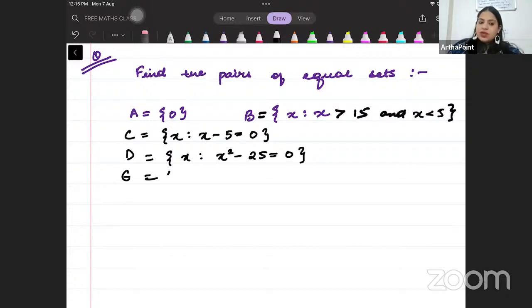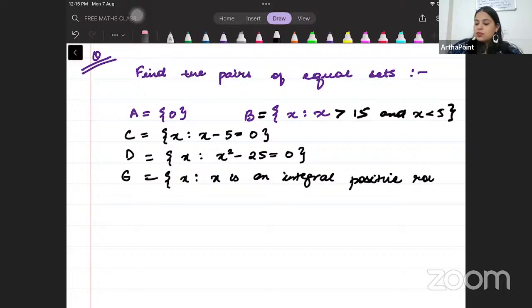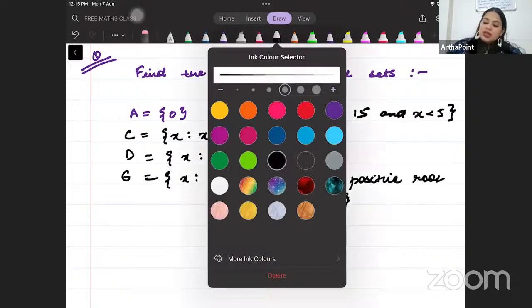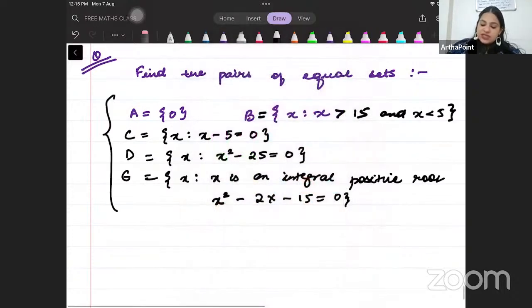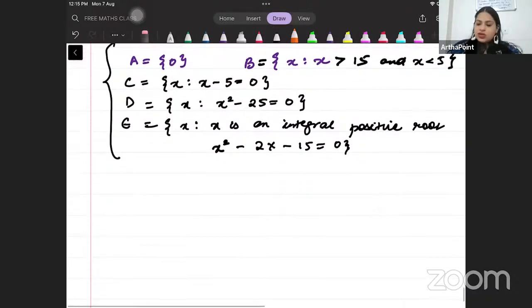E, x is such that x is an integral positive root of the equation x square minus 2x minus 15 is 0. So you have to tell me that out of these 5 sets, beta, which sets are equal sets. ये बताना है कि कौन से sets equal sets हैं. तो करना शुरू करते हैं बेटा.